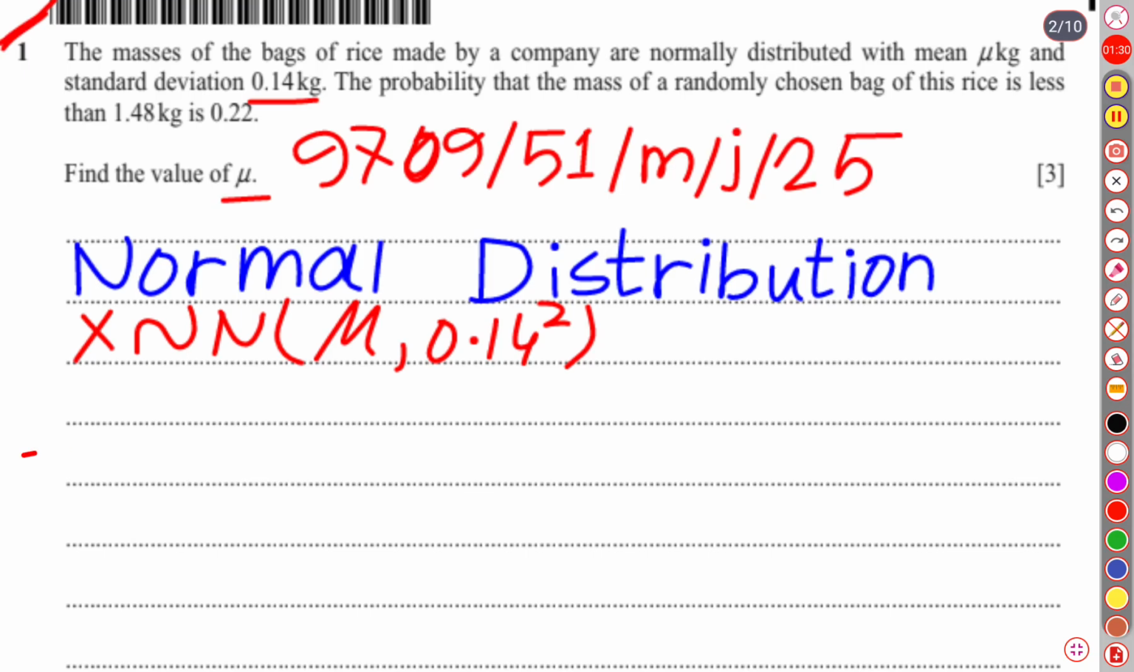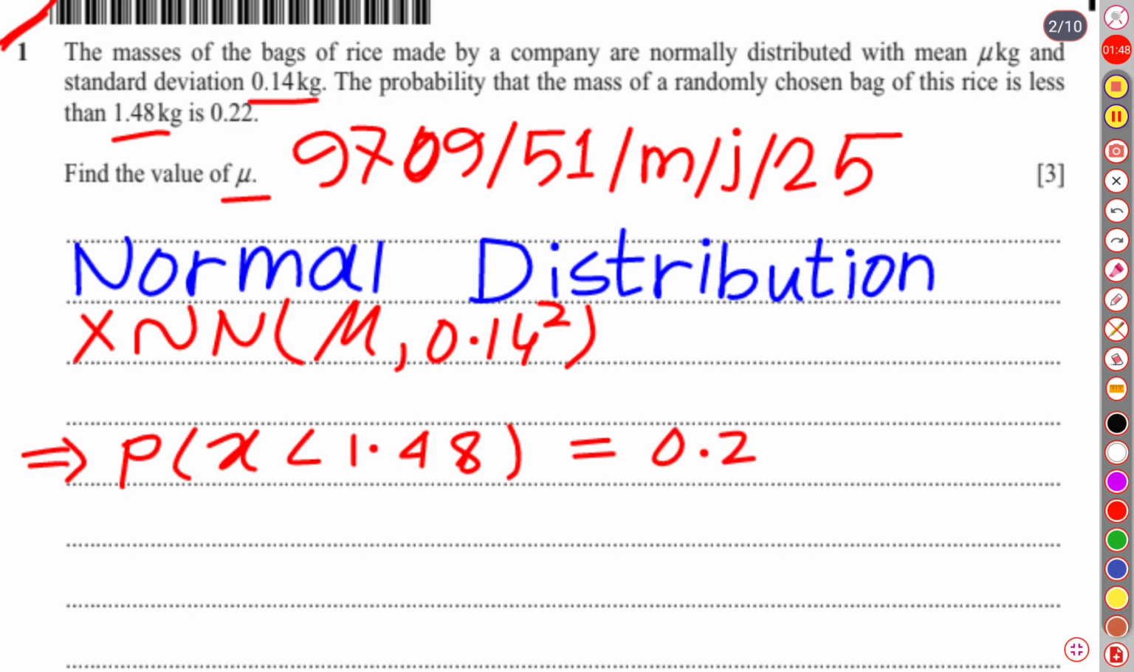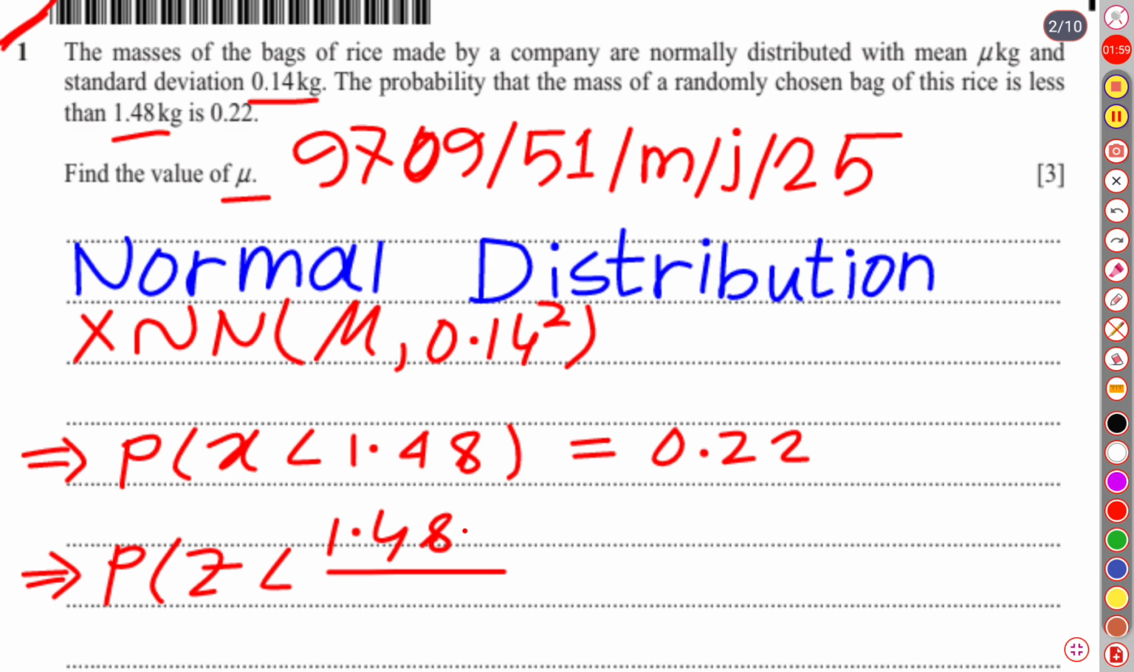Then the question has provided that the probability of the mass of bags being less than 1.48 kg is 0.22. Then we will standardize this score. Let us standardize. It is going to be the probability of z less than 1.48 minus mu over the standard deviation, which is 0.14, and the right side is the probability, which is 0.22.